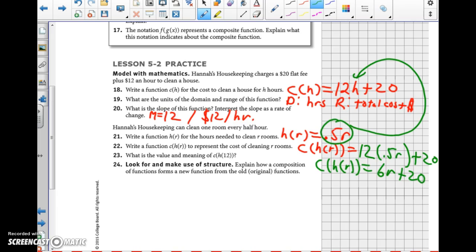All right, so you understand this is C of H of R, right? And so you're putting what in for R? You're putting 12 in for R, right? So how much is 6 times 12 plus 20? How much is 6 times 12? 72. And then plus 20 will give you how much? 92, right? The answer is $92, or 92 bucks, as somebody said.